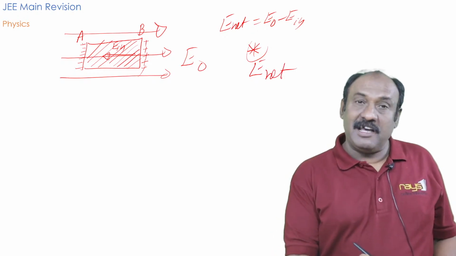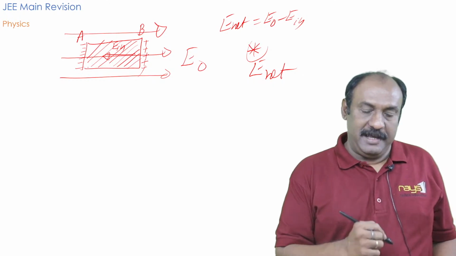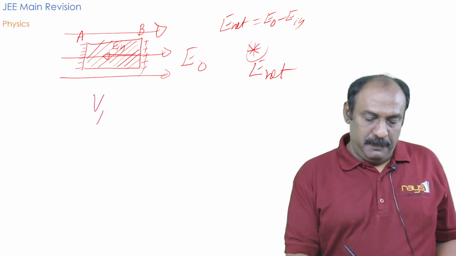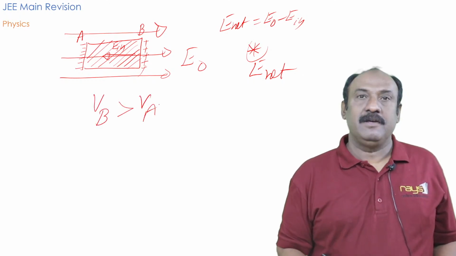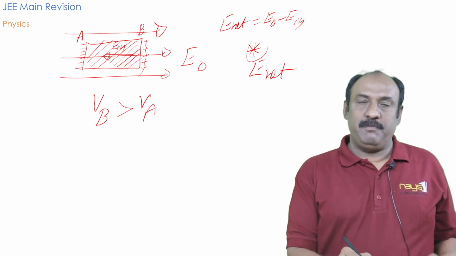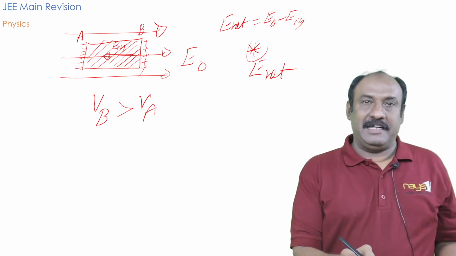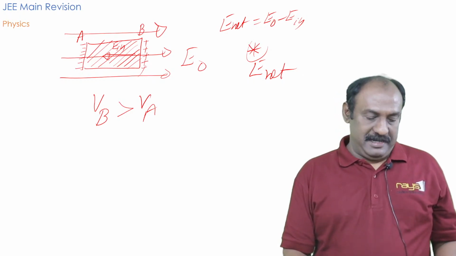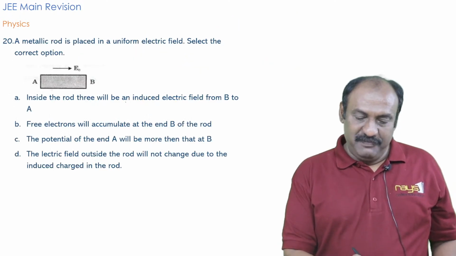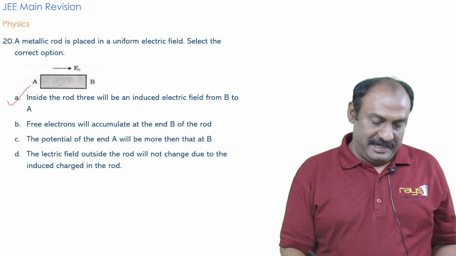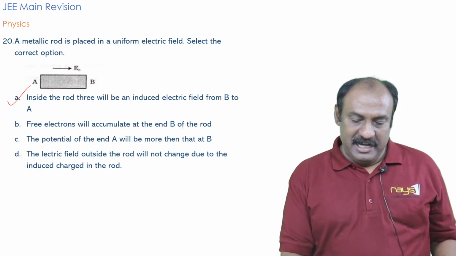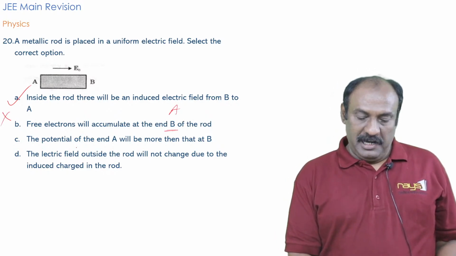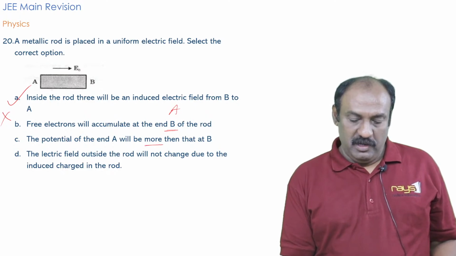Electrons are accumulated at end A, and positive charge is accumulated at end B of the rod. So potential at B is more than potential at A, because always the positive end will have more potential than the negative end. Right. Next, answers: inside the rod there will be an induced electric field. Yes, correct. The free electrons will accumulate at end B. No, free electrons will accumulate at end A. It is wrong. Potential of end A will be more than that of B. No, it is less than that of B. It is also wrong.